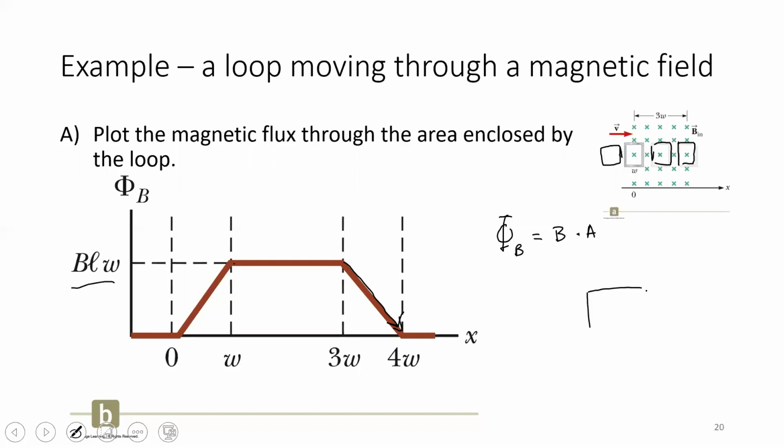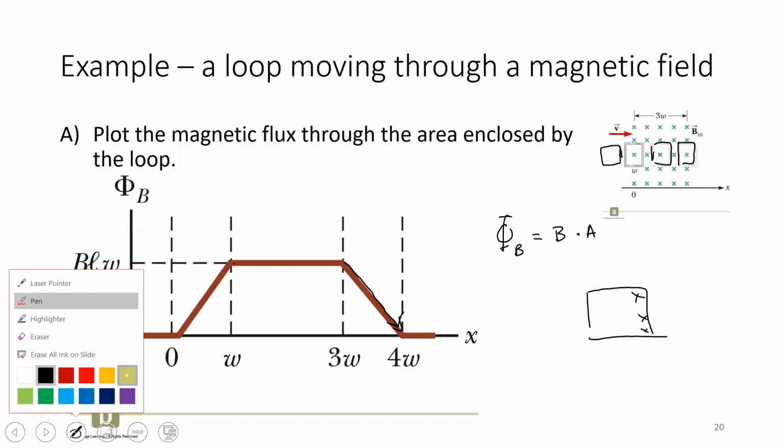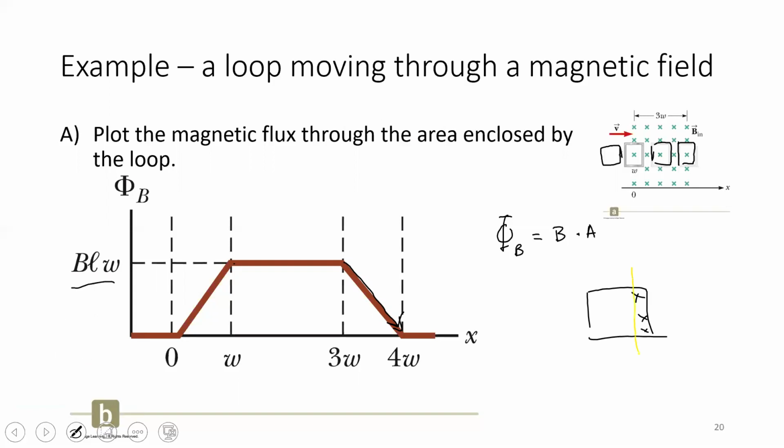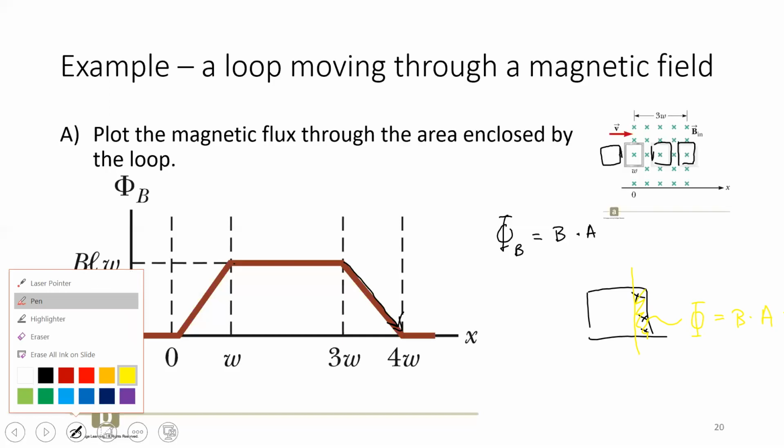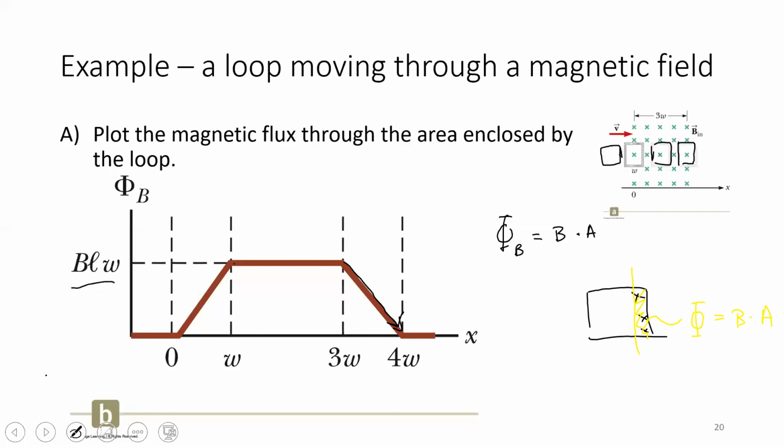Remember, I'm going to draw it this way. If there's a region where only part of our loop is covered by our magnetic field, this is the only part that is contributing to the area of that flux, right? So the area that's covered by the magnetic field is the only area that's contributing to that flux. So that's where these up and down slopes come from.